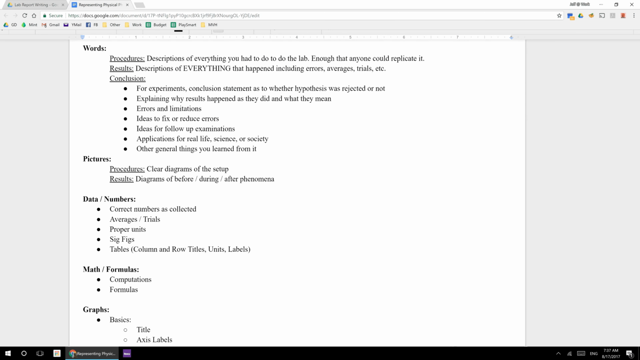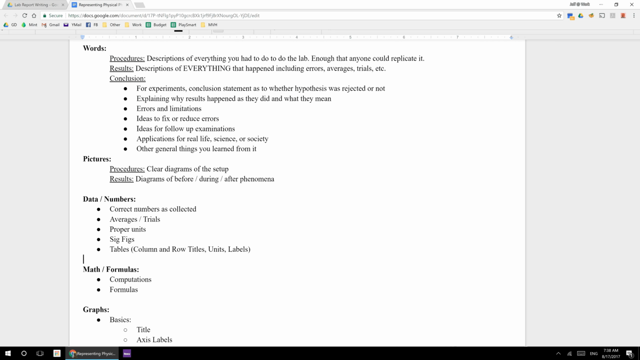Another way of representing is through words. In procedure sections, that's pretty much what you're doing. You're describing everything you have to do for the lab, and you do so in a way that anyone could replicate it. That's the word part of representing your physical phenomena. In a lab report, the results section also describes what happened with words. That would be descriptions of everything that happened, including errors, averages, trials, statistics, things like that. But this is the words description of the statistics, not the numbers. So even if you do calculations, you still want to describe with words. If you're doing a presentation, you might do that verbally, but it's still using words to describe these things.